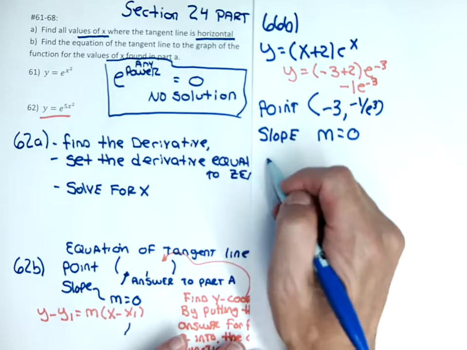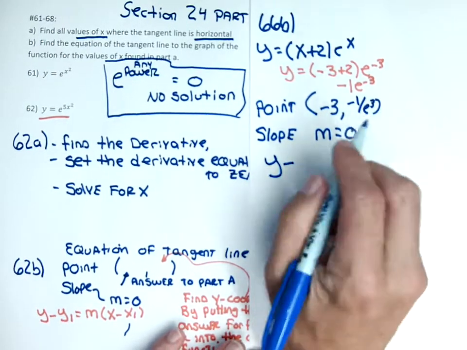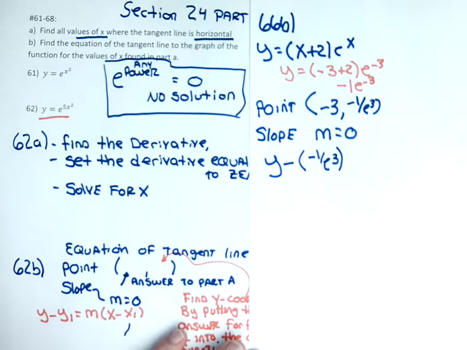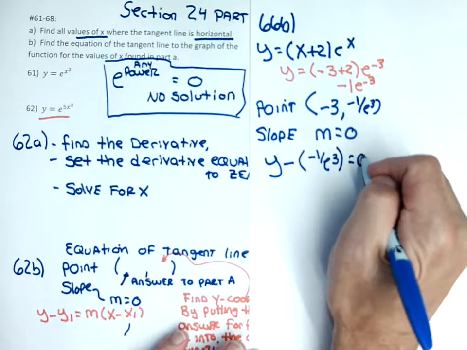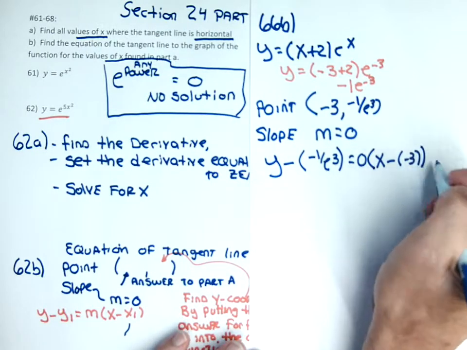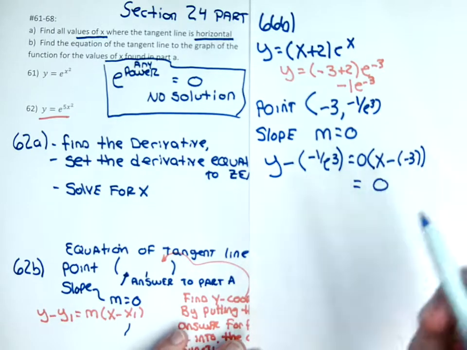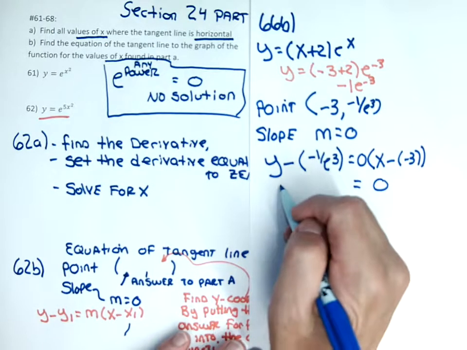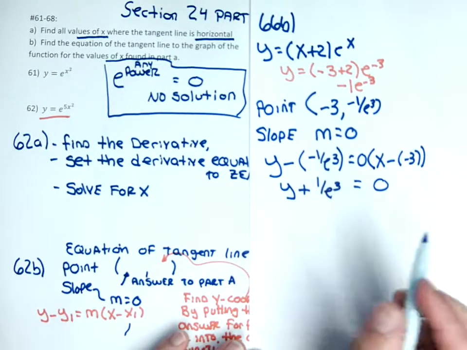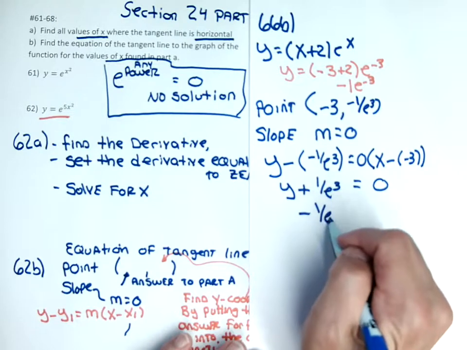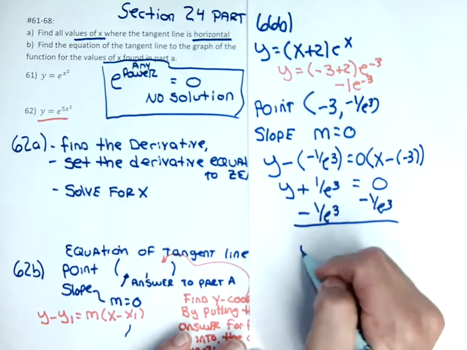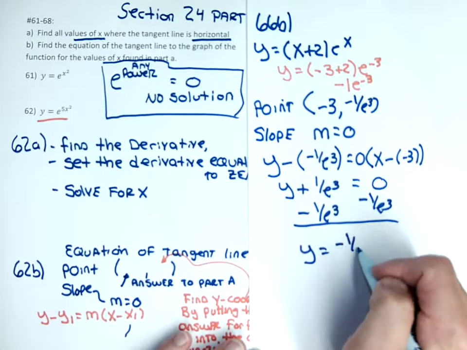So now I'm going to just go y minus the y coordinate of the point, which is y minus -1 over e cubed, equals 0 times, which is the slope, x minus the x coordinate of the point. The right-hand side comes out to 0 because 0 times any quantity is 0. The left-hand side, the double negative goes positive. And then I'm going to subtract 1 over e cubed from both sides and get y equals -1 over e cubed.